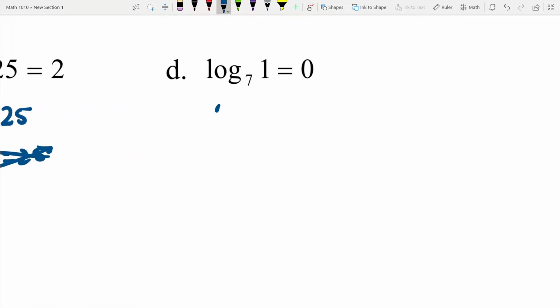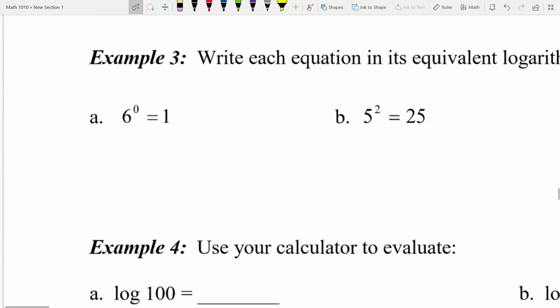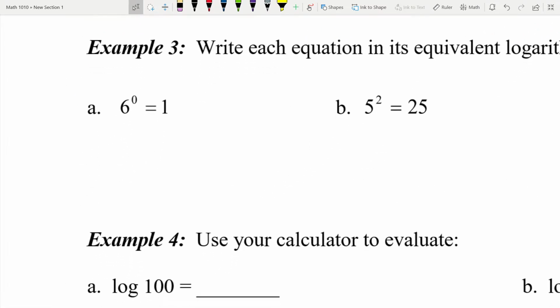This one right here, 7 to the, talk to me, 0 is equal to, everybody in the room, what haven't I written yet? 1. Who says this is easy? Let's see. Okay, you have to know how to do it. I'm telling you, if you can't do it, you will miss every problem on logs. Almost every problem involves a conversion.